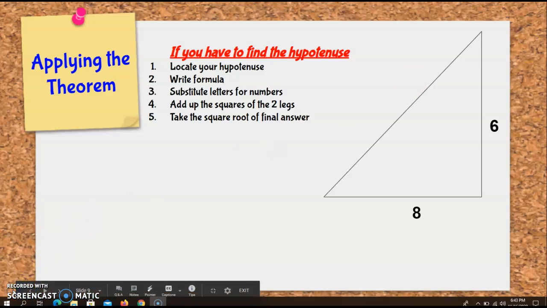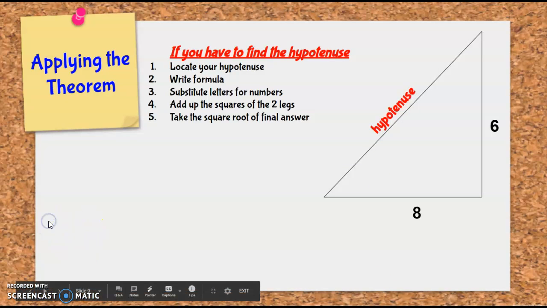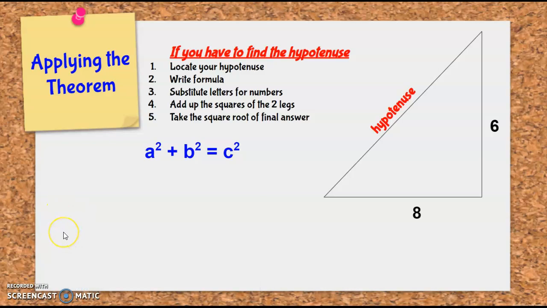Okay, now we're going to do the next step, applying the theorem. The first step is when you have to find the hypotenuse. You're going to first locate your hypotenuse, which is always across from your 90-degree angle. The second step consists of you writing the formula. Your formula is a squared plus b squared equals c squared. Your third step, you want to substitute your letters for numbers that consist of your two legs. Remember, your two legs will always form the L shape.